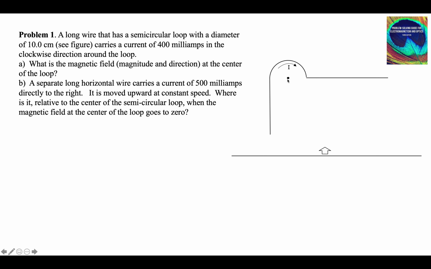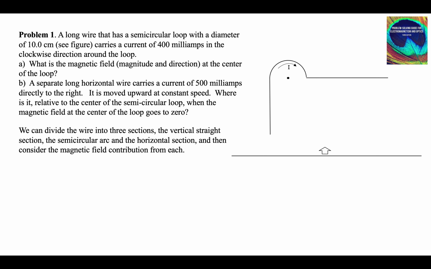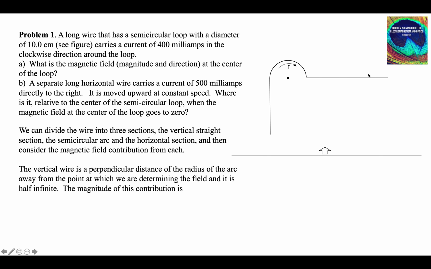Right here. Let's address that first. To do that, we'll divide the wire into three sections: a vertical piece, half an arc, and a horizontal piece. And we're going to calculate the contribution from each. This part of the wire is a perpendicular distance r away, the radius of the arc, which is 5 centimeters. It's half infinite. One angle is 90 degrees, the other angle is 0.